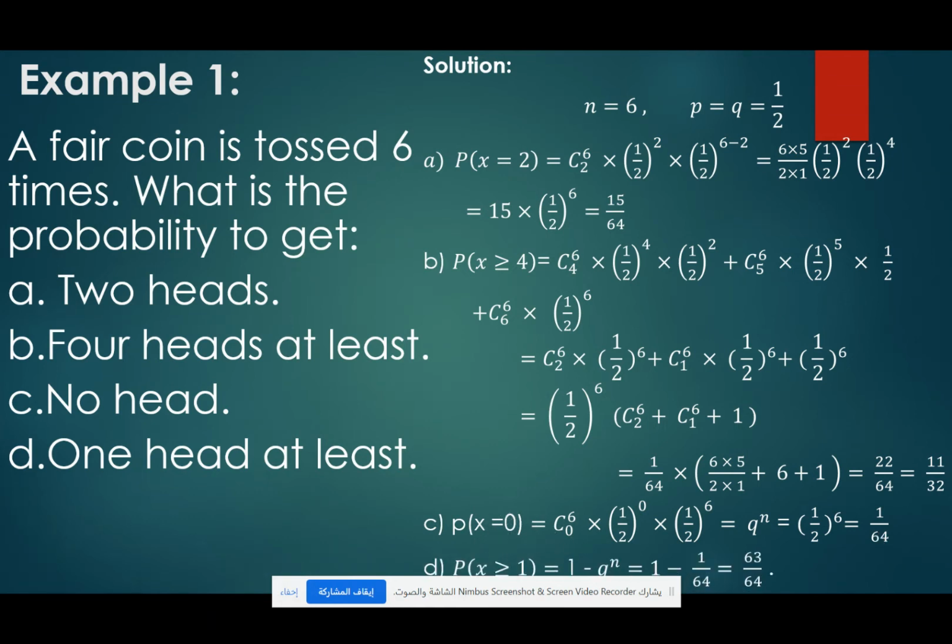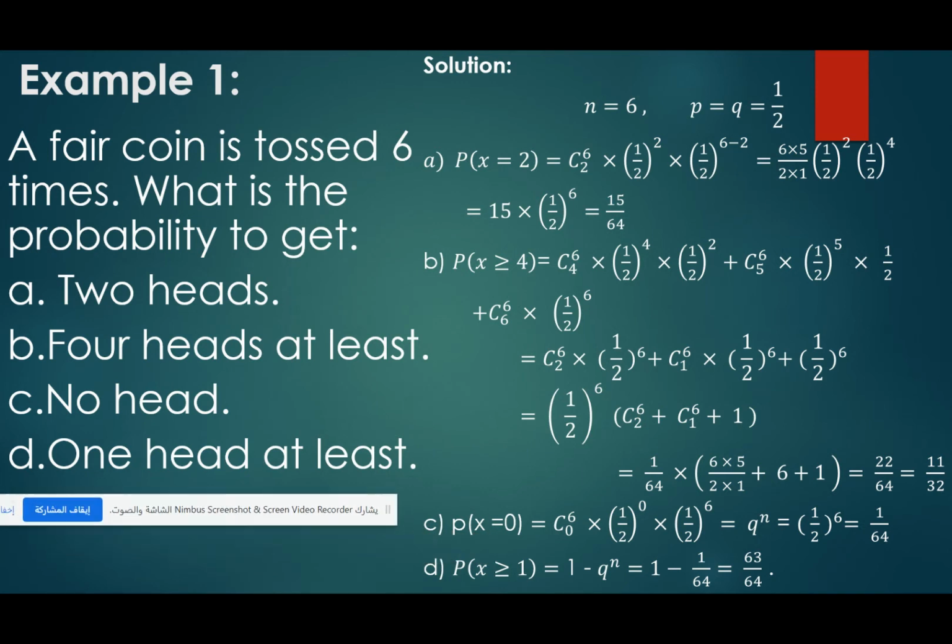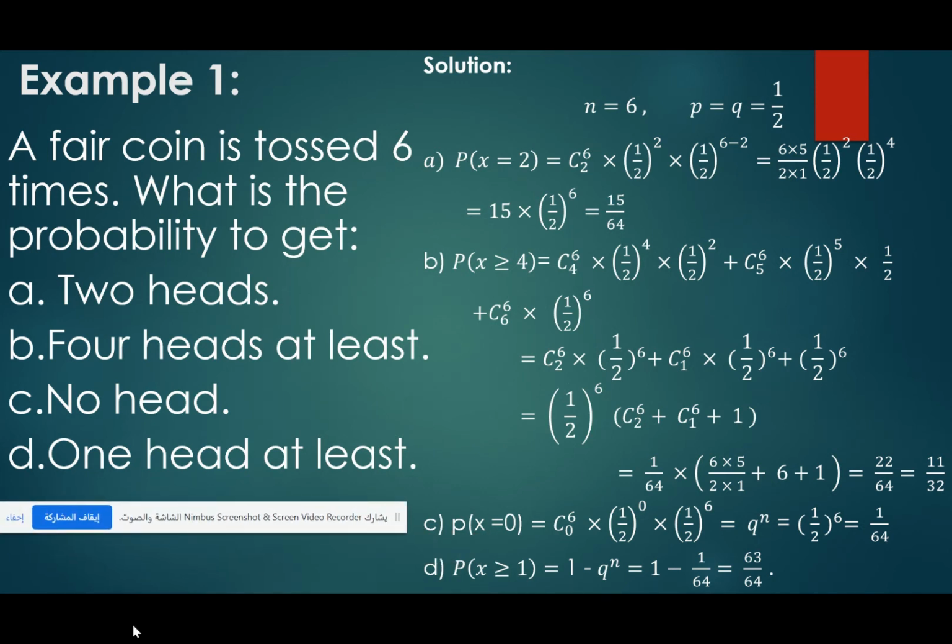Now, in the last example, one head at least. We can say that one head at least means it is from 1 and bigger. So we can write it as x bigger than or equal to 1, which is 1 or 2, 3, 4, 5, or 6. And this is hard to write in the exam. It takes a long time. So we can depend on the following rule, which is 1 minus q to the power of n, when x can be equal to 0.